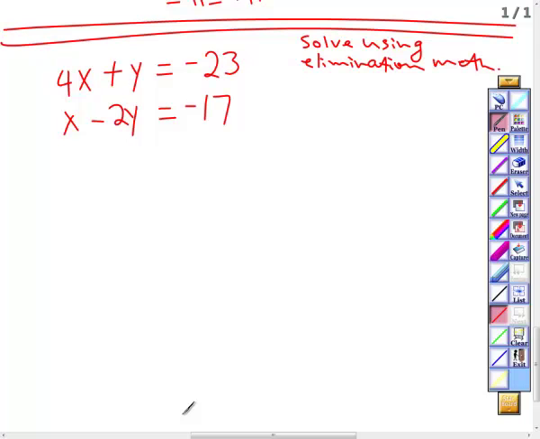Now, looking at the x's and looking at the y's, what would be the easiest to eliminate? You want to see if it has opposite signs. That might be a good thing to start with. So, what would we want to eliminate? The y's, right. So I'm not going to tell you what to multiply here. Go ahead and try that.